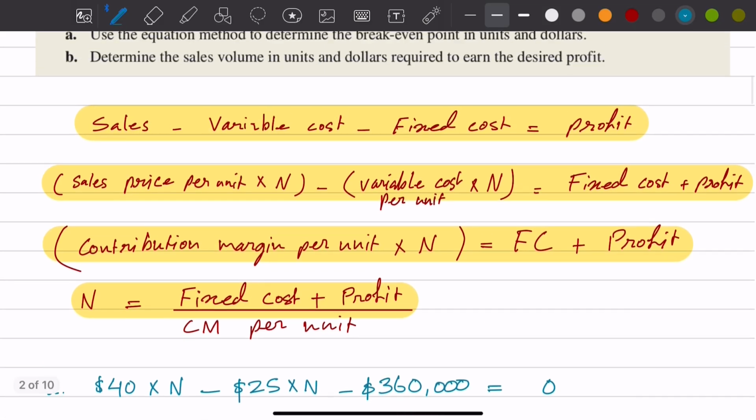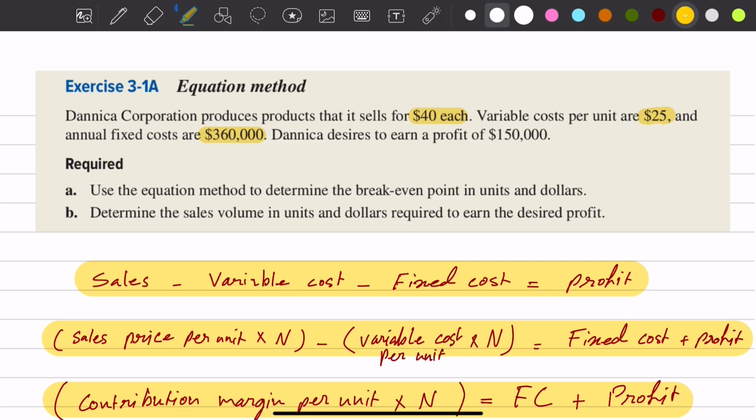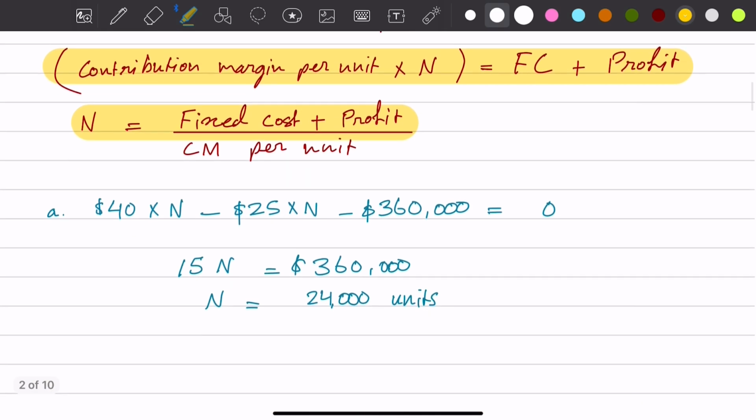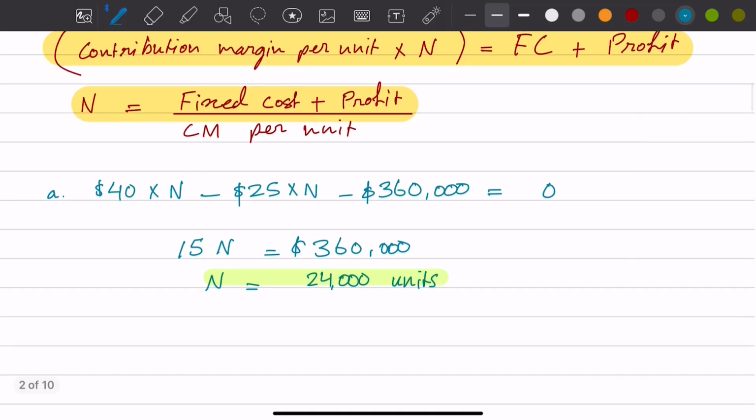Remember, the requirement also wanted us to find the break-even numbers both in units and in dollars. So we found the units required. Let me change the color here. Now we also need to find the break-even points in dollars. Okay, so I'm going to write here break-even point in units.